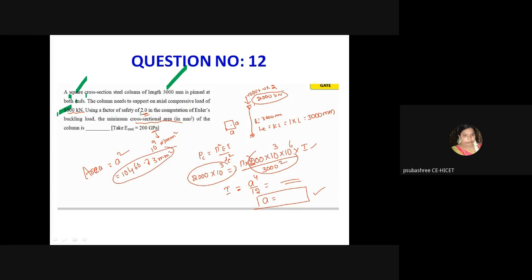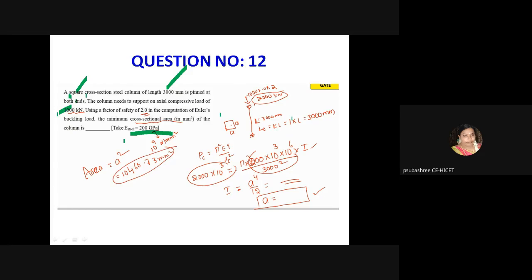Using a factor of safety 2, in the computation of Euler's buckling load, find the minimum cross-sectional area in mm square of the column. Take Young's modulus for steel equal to 200 gigapascal. So E steel is equal to 200 gigapascal. So the question is the minimum cross-sectional area of the column. Here it is a square column, then the length is equal to 3000.